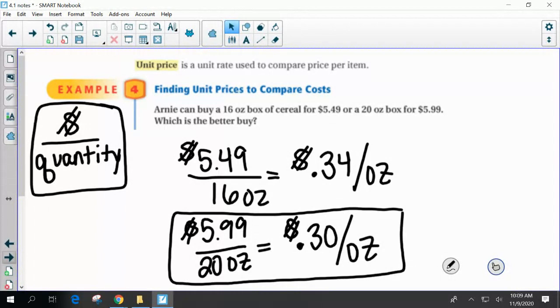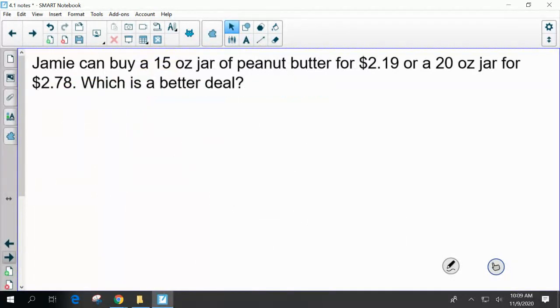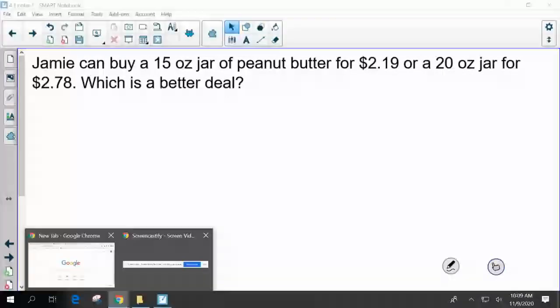Okay? So I want you to try this next problem: deciding which jar of peanut butter is a better price. So you're going to do money over quantity. Pause your video and calculate this.